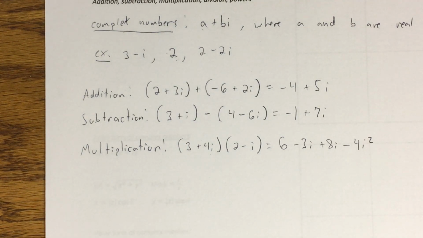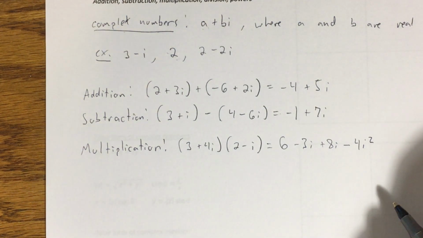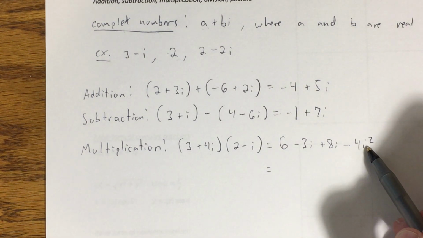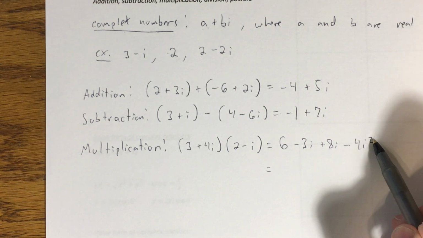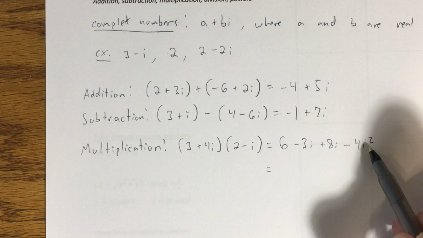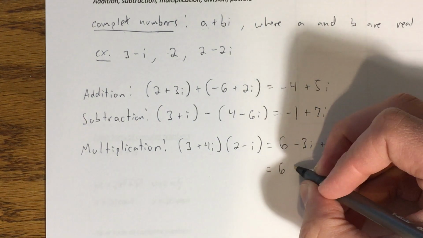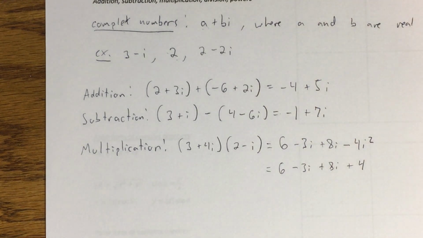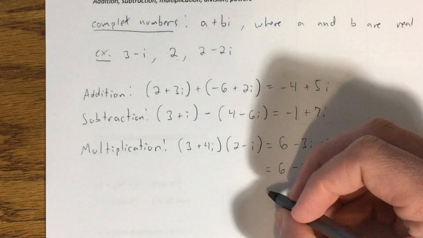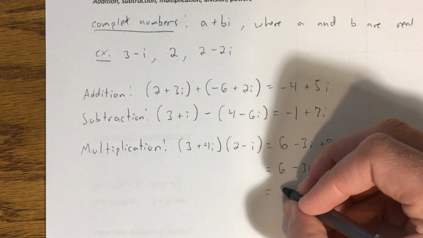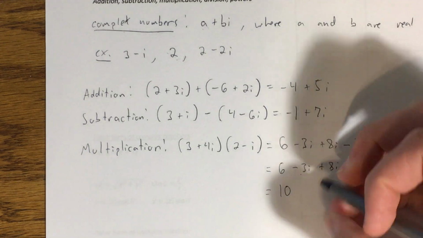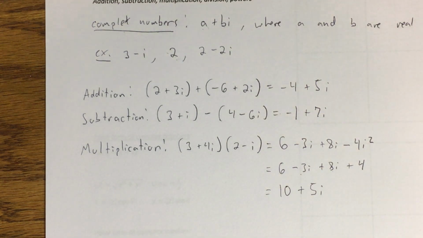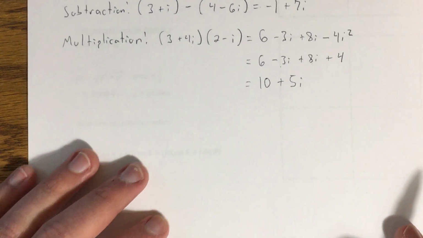And here's the first time where we really need to use the definition of this number i. So first of all, i is the number that you can square to get negative 1. So this is actually negative 4 times negative 1, which is positive 4. This becomes 6 minus 3i plus 8i plus 4. And then at this point, it's just simplifying. I have 6 plus 4. Those are real parts. That makes 10. Negative 3i plus 8i. Those are the imaginary parts here. It's going to be 5i. So we're using the fact that i squared equals negative 1.